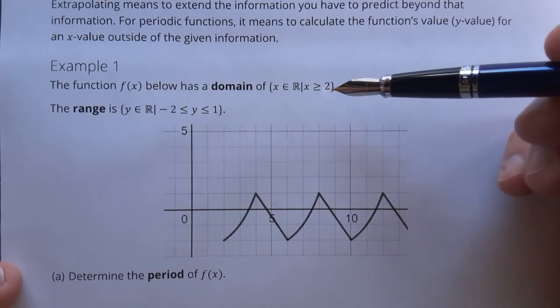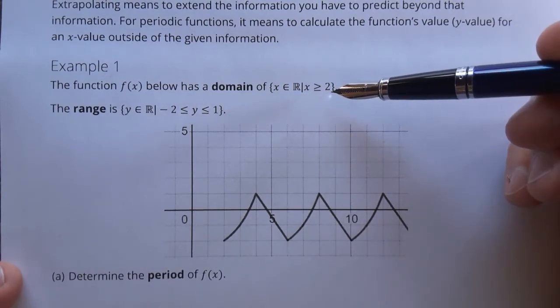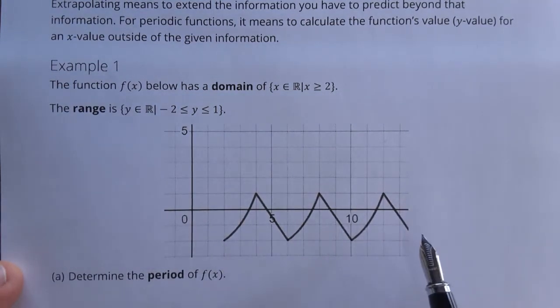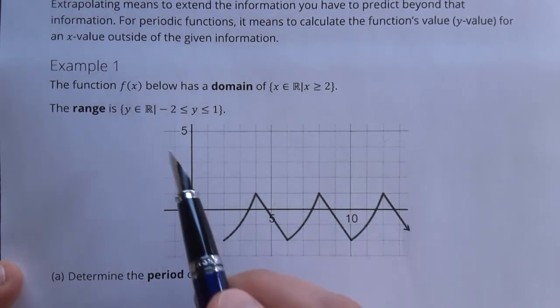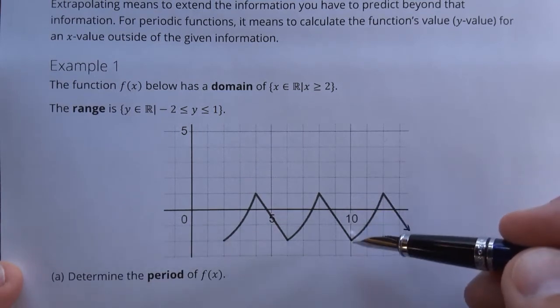So we have this function f of x. It has a domain of all real numbers starting at 2 and going up from there. So there's the beginning of the function, and it continues forever in this direction, so maybe just put an arrow there. The range is between -2 and +1, so you can kind of see that right here.